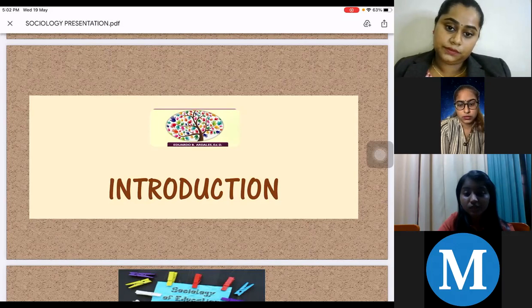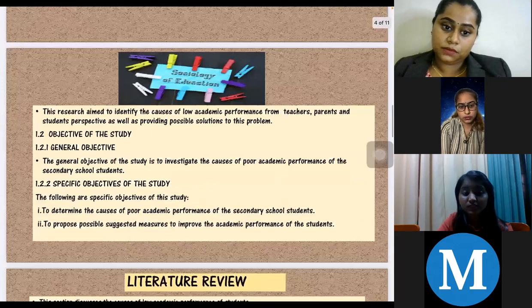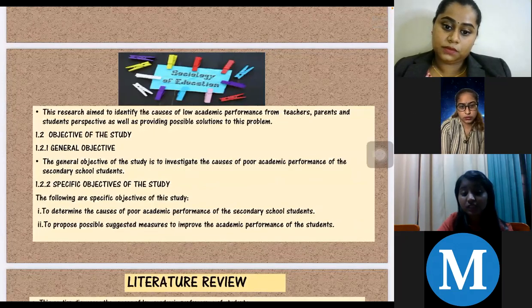And if we see the objectives of this mini study, there is a general objective, which is to study and investigate the causes of poor academic performance of secondary school students. And the specific objective of our study is to determine the causes of poor academic performance of the secondary school students and also to propose possible suggested measures to improve the academic performance of the students.